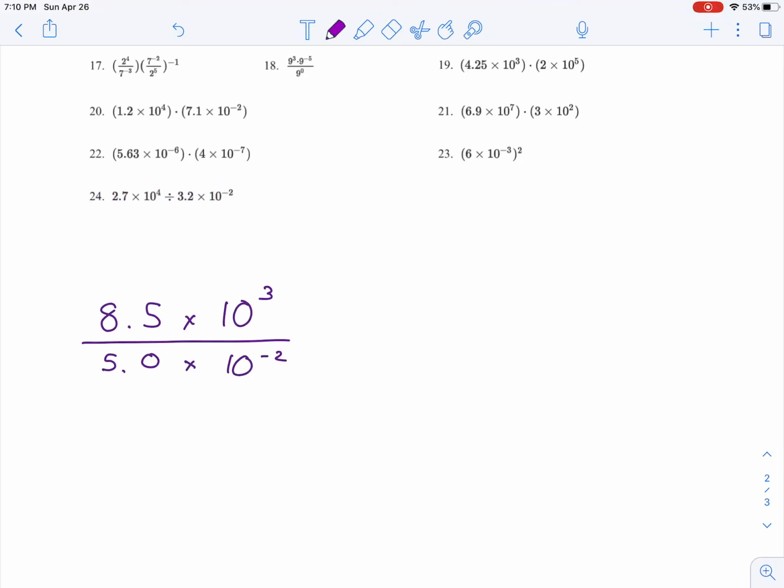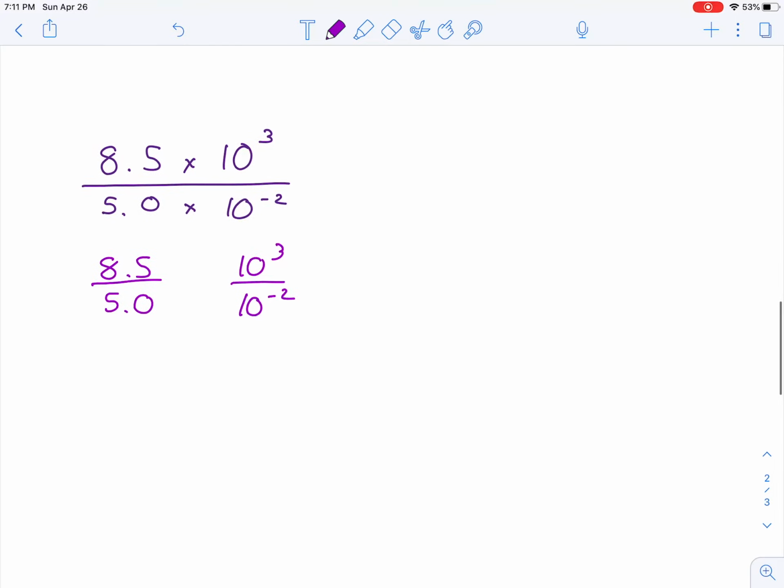8.5 times 10 to the third divided by 5 times 10 to the negative second power. Again, just like we did with multiplication, we're going to break it up into numbers and exponents. The exponents, again, just using the rules for exponents, no problem. 10 to the third minus negative 2, which is the same as 10 to the 3 plus 2, which is 10 to the 5th. Now we've got to do 8.5 divided by 5.